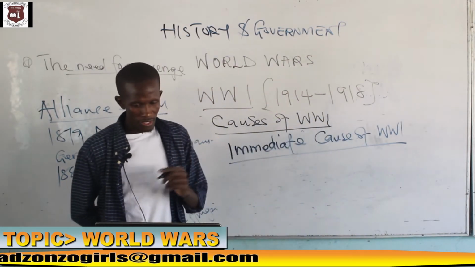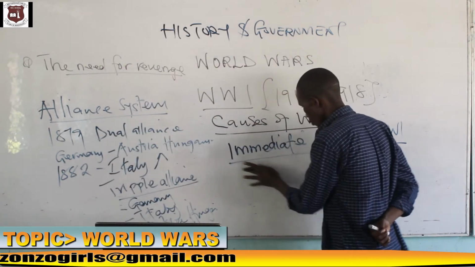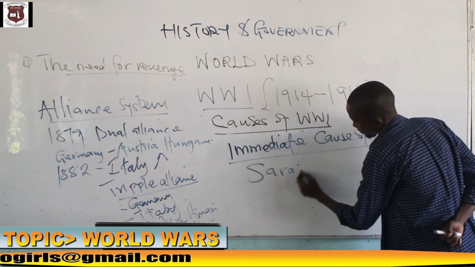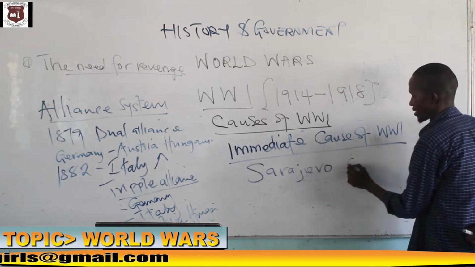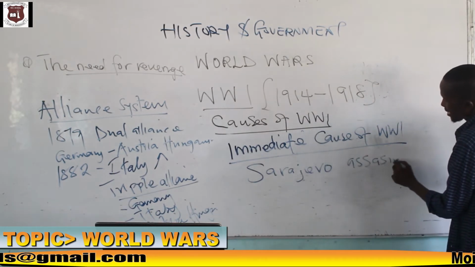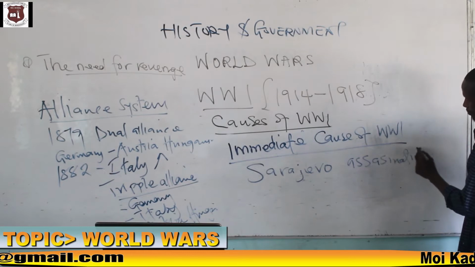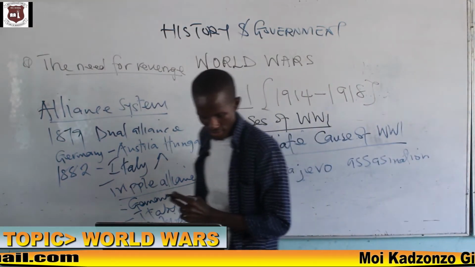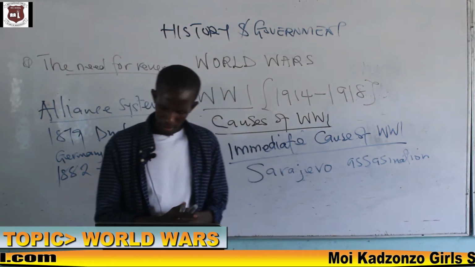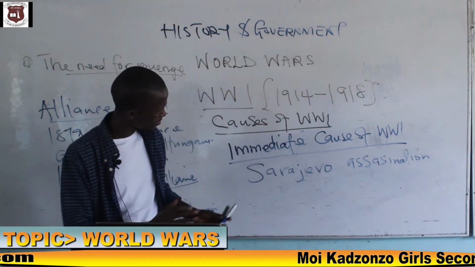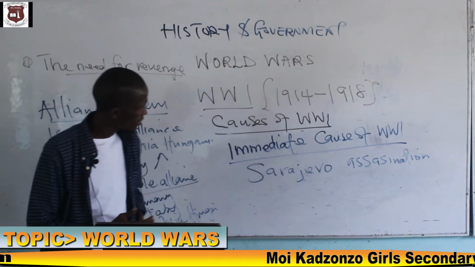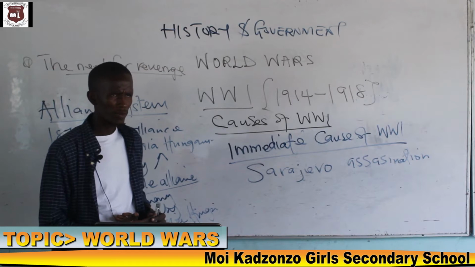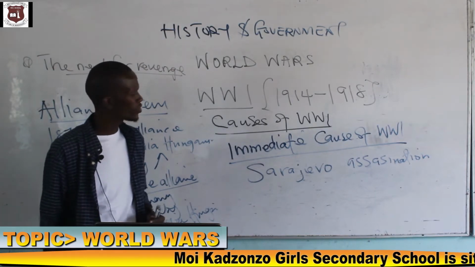So the immediate cause of World War I was the Sarajevo assassination. So what about this? You can ask me, how could this become the immediate cause of World War I? Well, I will explain it to you.